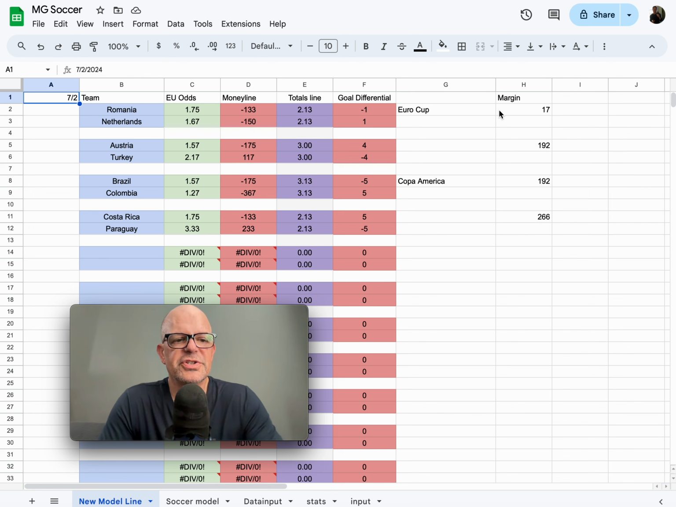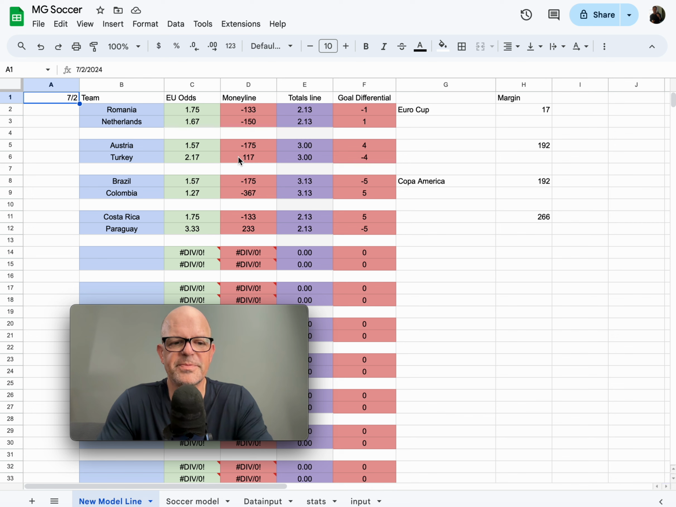All right, let's look at Austria and Turkey. Austria was minus 175, Turkey was plus 117. So we get a difference of 192. And let me explain how you do this with money lines. So in money lines, you have minus 175. And then this can go all the way up to minus whatever, minus 200, minus 300.